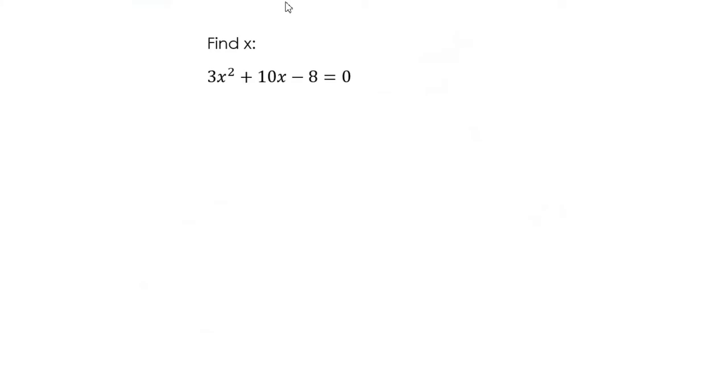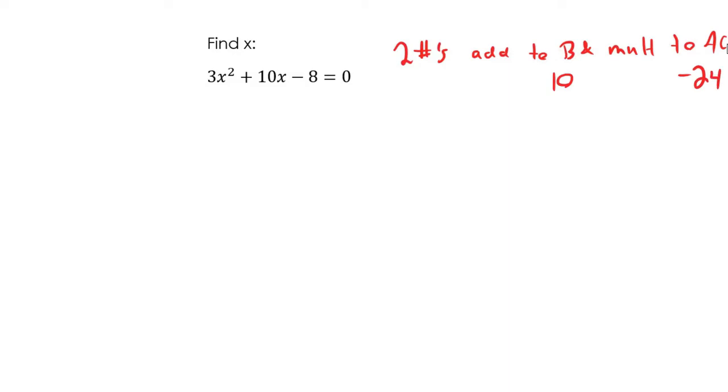So we need two numbers that add to B and multiply to AC. So what is the B? It's the 10. The AC is negative 24. So once again, we have a 24, and we'll lay out all the factors of 24, like we did on the last question.